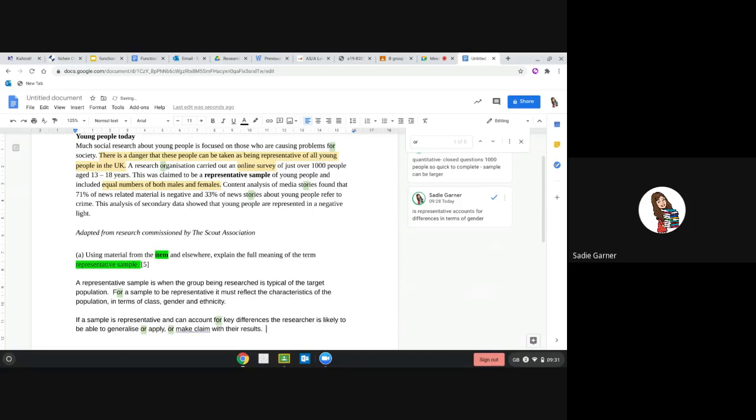It's a little better. If a sample is representative, so can take account of key differences, the researcher is likely to be able to generalize or apply, so generalize or apply and make a claim with their results.